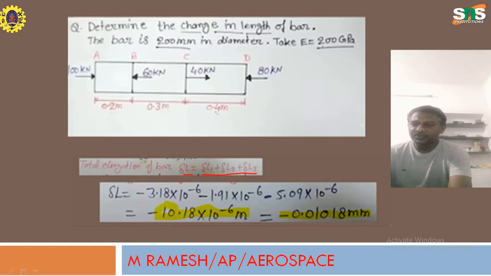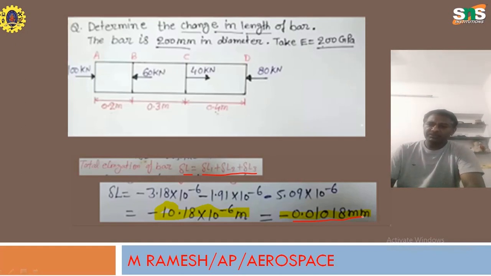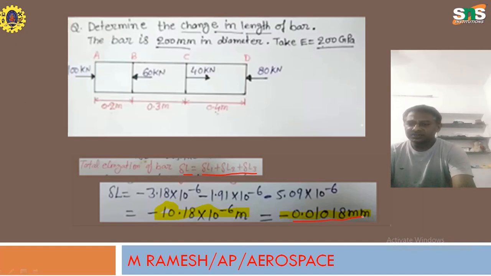Since it is being given as negative, as I already told, if a compressive load is applied, then the length will decrease, so compressive is to be taken as a negative value, because the length is going to be reduced. So finally I am getting the value as 0.01018 mm. It is a negative value. So the total change in length, finally the length is reduced by 0.01018 mm. So this is the total change in length.